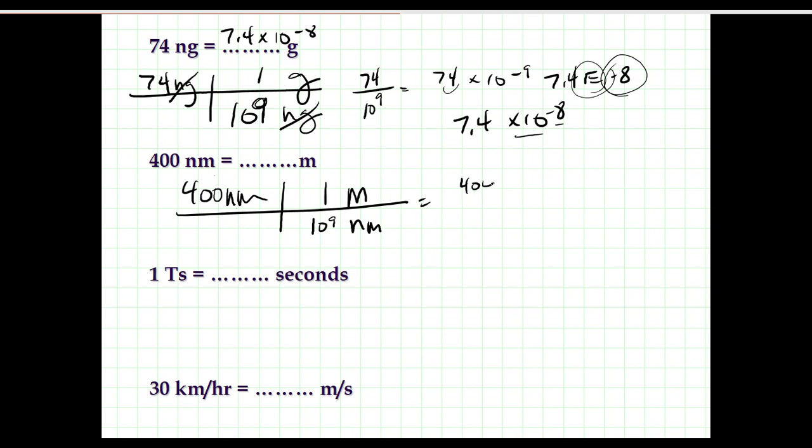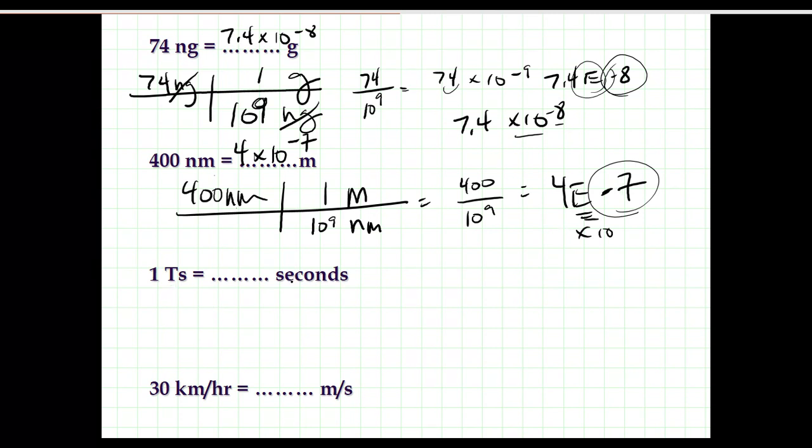So again, we're going to do 400 divided by 10 to the 9. Handy dandy calculator. What do we get? 400 divided by 10 to the 9. That would be 4e minus 7, according to my handy dandy calculator. When I write this, scientific notation is a little bit better. 4 times 10 to the minus 7. Remember that e means times 10 to that exponent, times 10 to the minus 7 power.